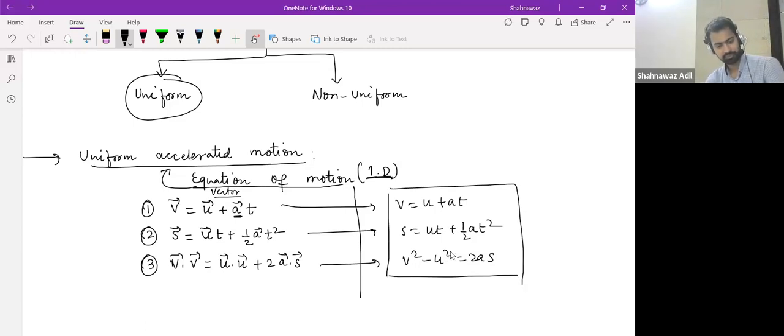Please write this part, and we can derive these three equations by two methods, and I will talk about both methods.